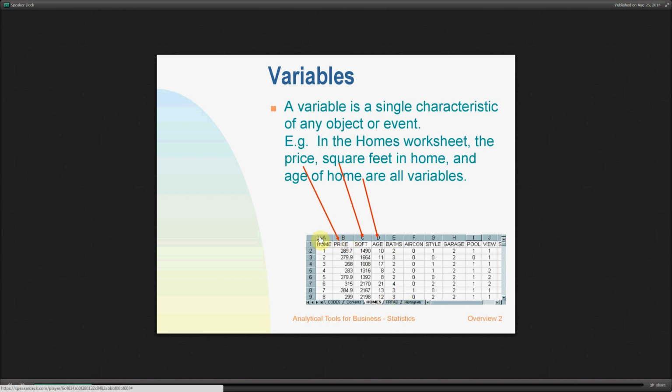So notice that column A is something special. While these are all variables, column A is simply a label. It just says this is home 1, home 2, home 3. It's not actually data. It's just some sort of identifier for this group of characteristics. It says that these are all related to home 1, and these are all related to home 2. So don't confuse a label with actual variables.